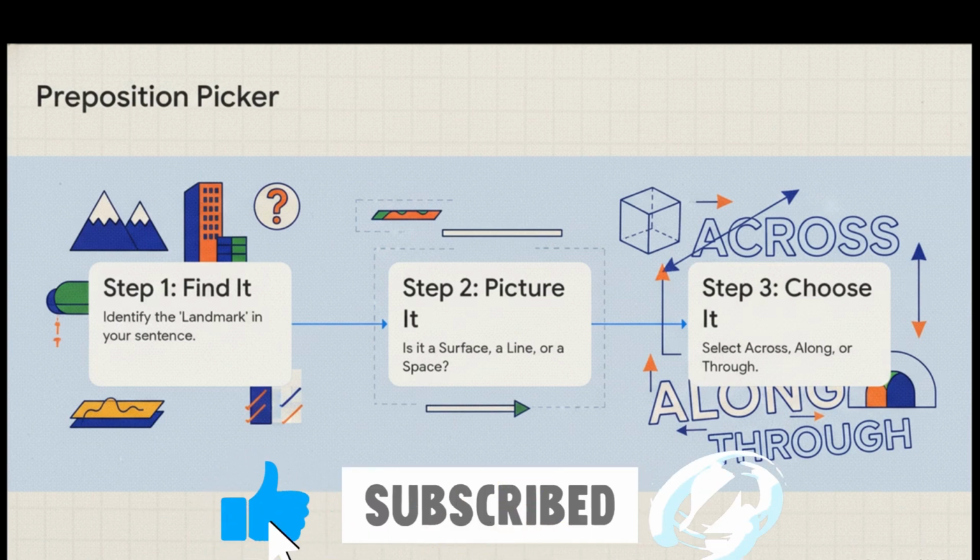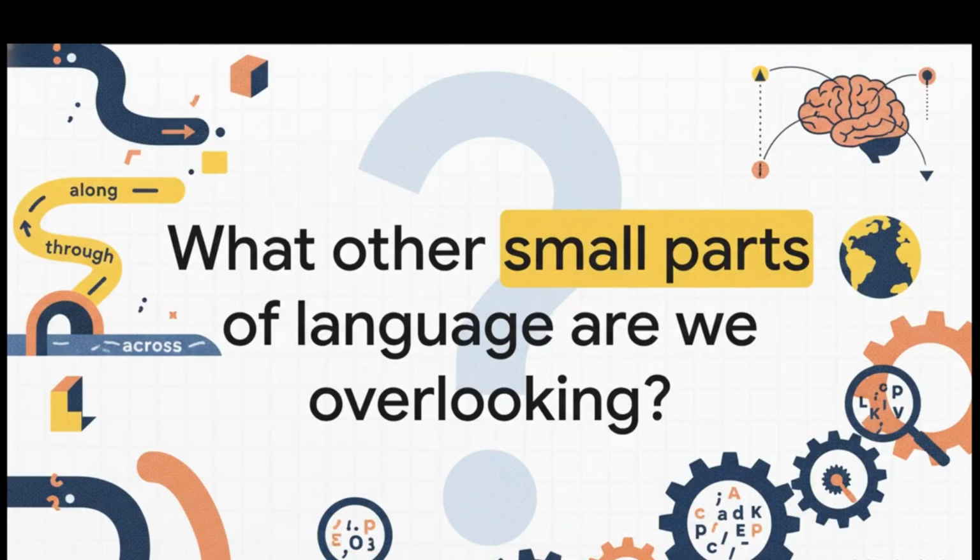That's it. That's the entire system. So you see, what seems like just another little grammar rule is actually a window into how we think, how we organize and map out our entire world, which really makes you wonder, right? If these tiny, everyday words can build such huge, complex worlds of meaning, what other small parts of language are we completely overlooking every single day?